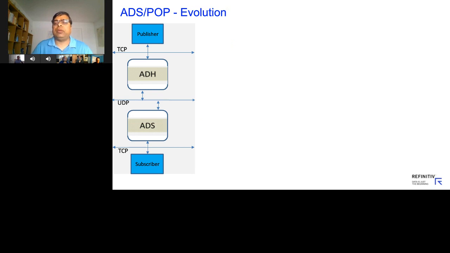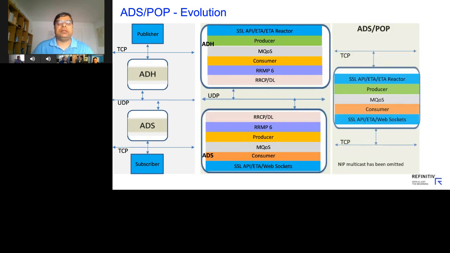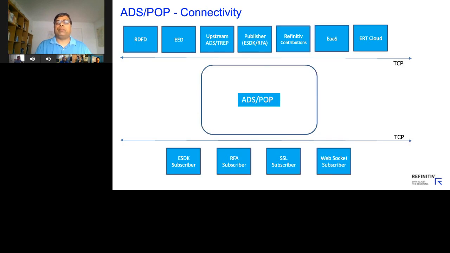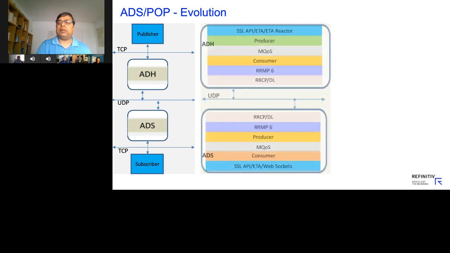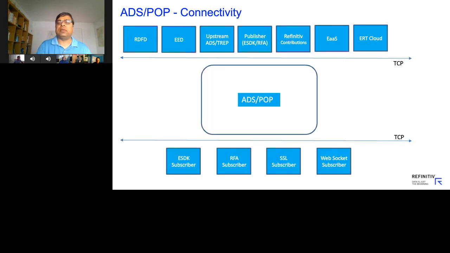I have left out the NIP multicast. That's not really a popular deployment option that we have seen. So basically, the ADS-POP comes down to TCP on both sides. So it lends itself to deployments in various environments, including the public cloud. Sorry for that. I don't know why that's still going there.